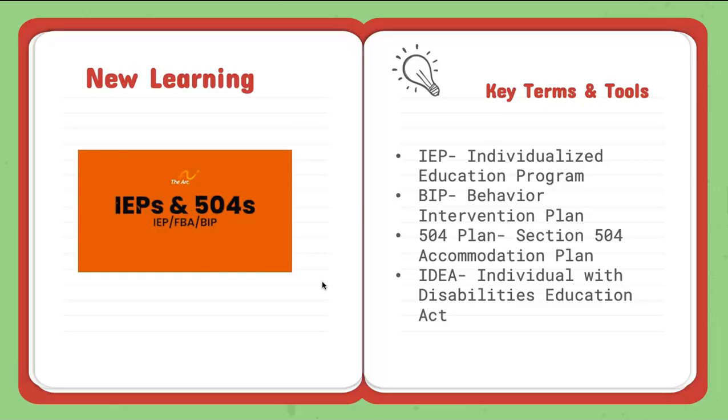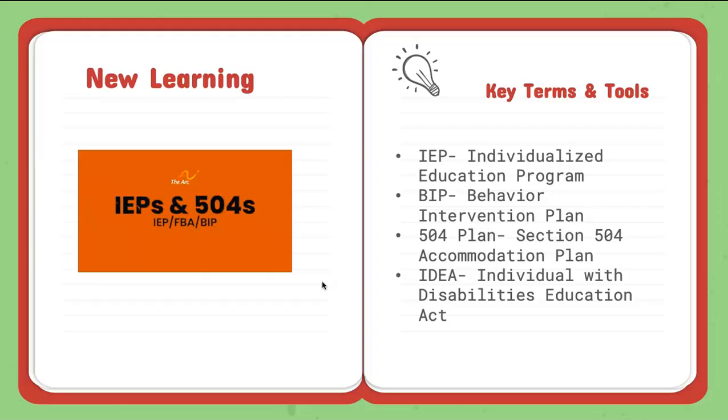Some new things that I learned in key terms were the IEP, which is an individualized education program. This is a written legal plan that lists goals, services, and accommodations for a student with a disability. The purpose is to make sure that learning is individualized and legally protected. The next tool is the behavior intervention plan, called a BIP, a plan that outlines proactive strategies, supports, and responses for students with behavior-related needs. The purpose is to help reduce behavior challenges without punishment.